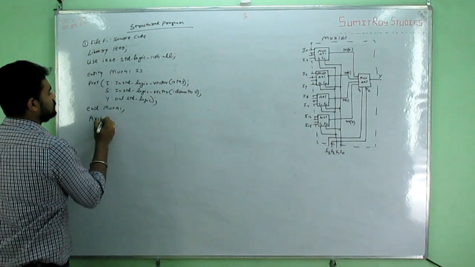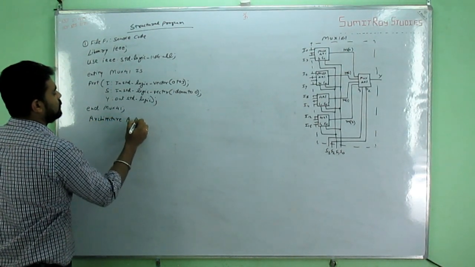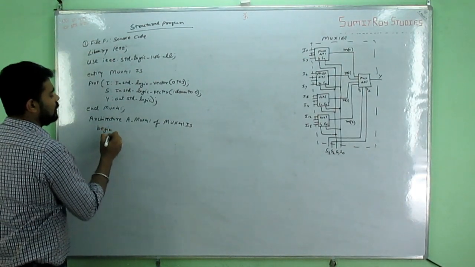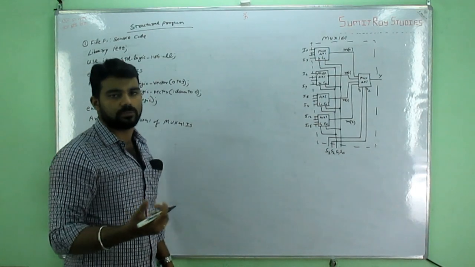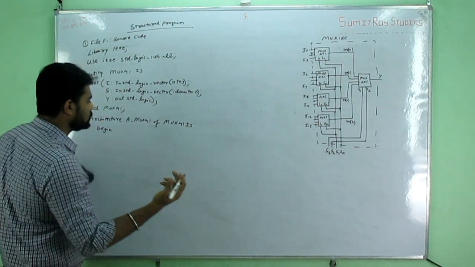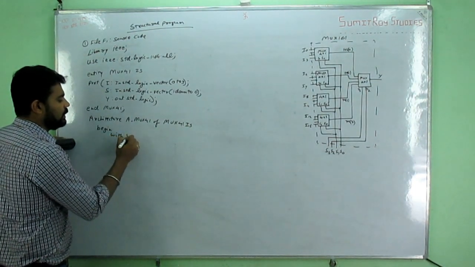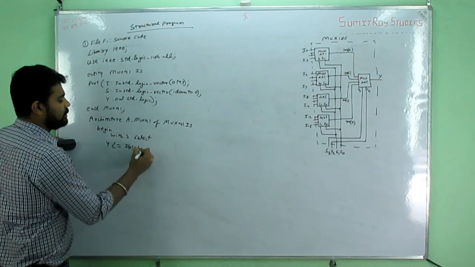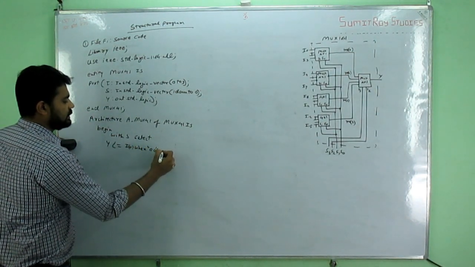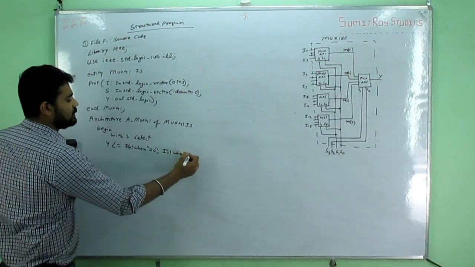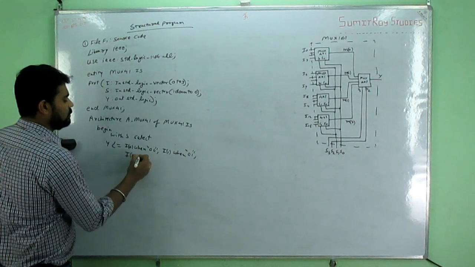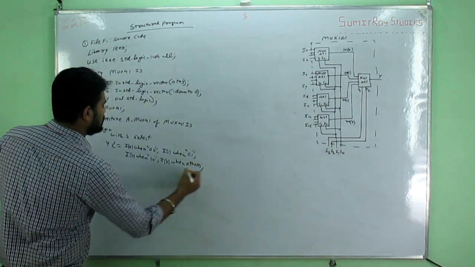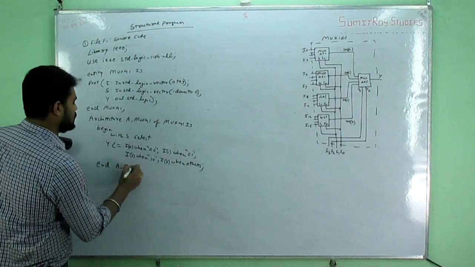Then architecture of this, A_MUX41 of MUX41 is begin. We can do a data flow programming or a behavioral programming. So it's up to the choices you make. I'll go for the behavioral part, with S select Y, it is I0 when S is 00, else it is I1 when it is 01, else it is I2 when 10, else it is I3 when others. This is end with A_MUX41.